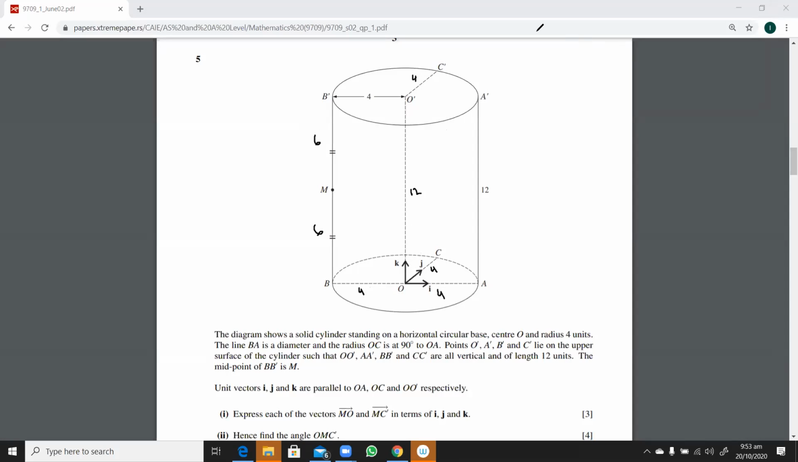Everyone, now, please, if I ask you, what is this OA? Can you tell me OA in Cartesian form? OA.